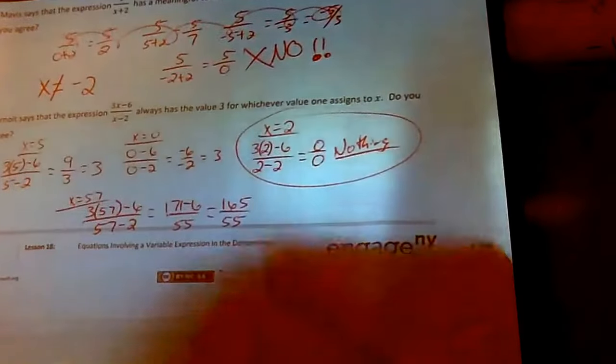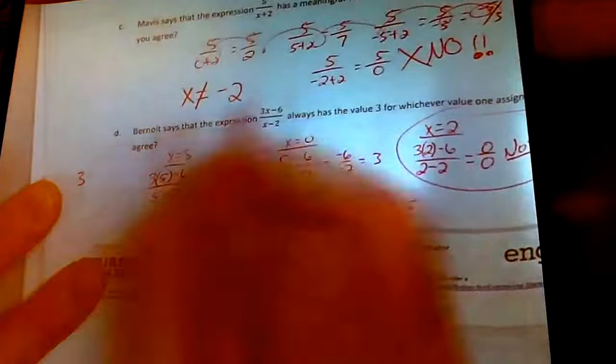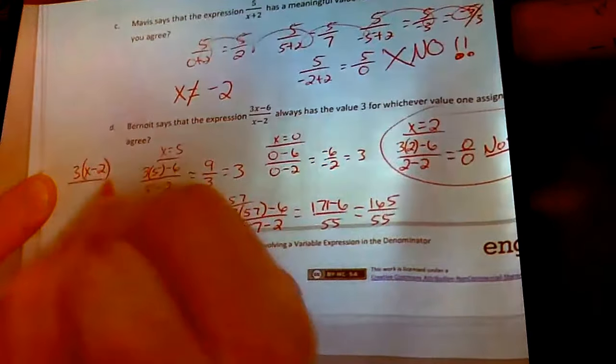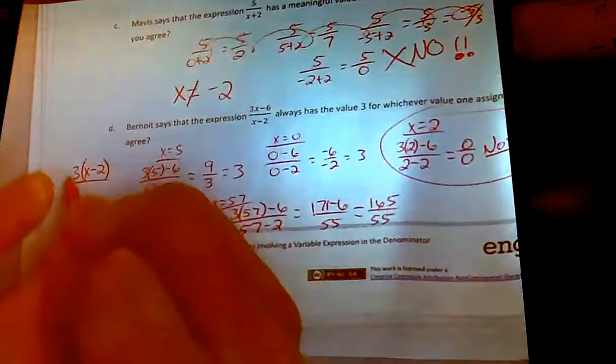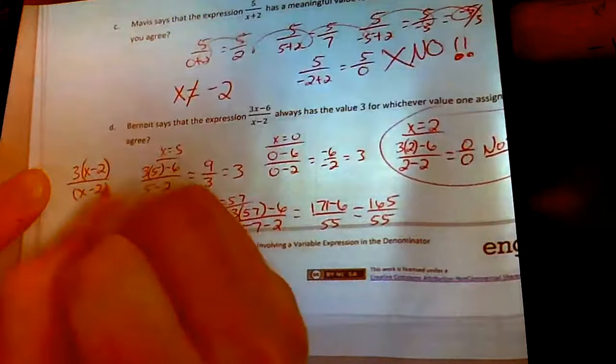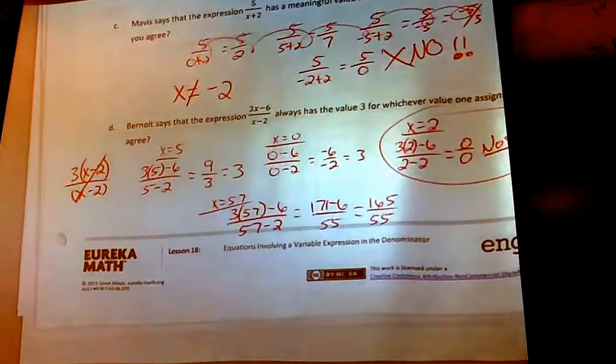Let me show you why. If you factor this, it's 3 times x minus 2. That's the same as 3x minus 6, right? If I do the distributive property, 3x minus 6. And then you have x minus 2 on the bottom. Basically, you cancel those out, and you just get 3. So it doesn't matter what x is, you're always just going to get 3.